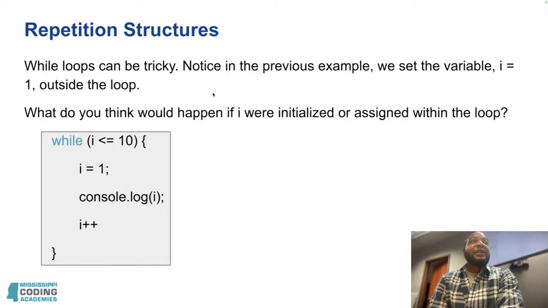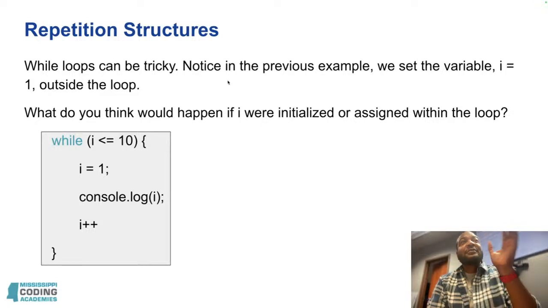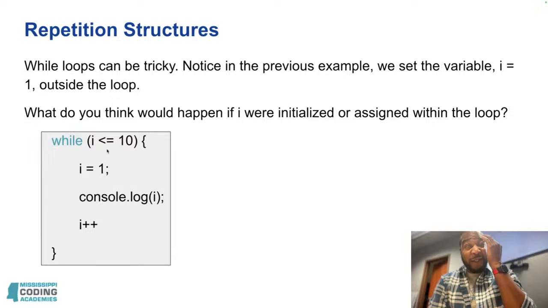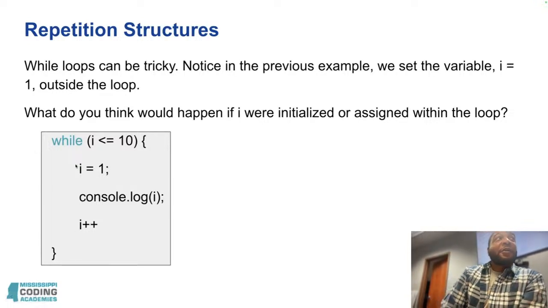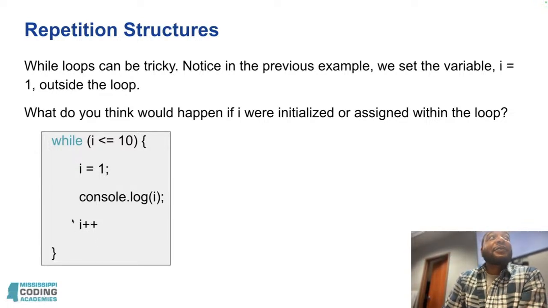So if you can see that here, we set i to be 1 outside the loop. And we're saying, hey, while i is less than or equal to 10, i gets 1, console.log i plus plus. So here we're going to set i to 1. We're going to console.log i, which is what?